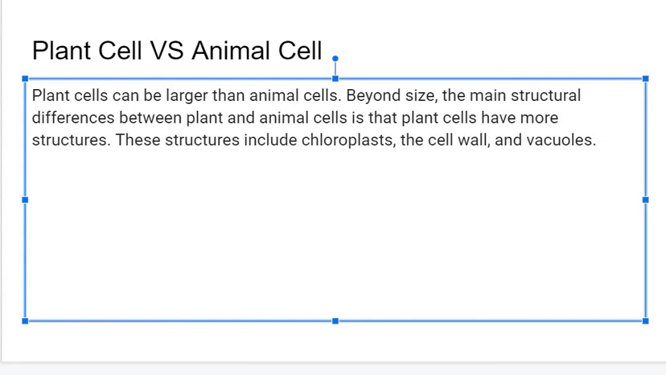Plant cells can be larger than animal cells, but beyond size, the main structural difference between plant and animal cells is that plant cells have more structures. These structures include chloroplasts, of course, because animals can't do photosynthesis, the cell wall, and vacuoles.